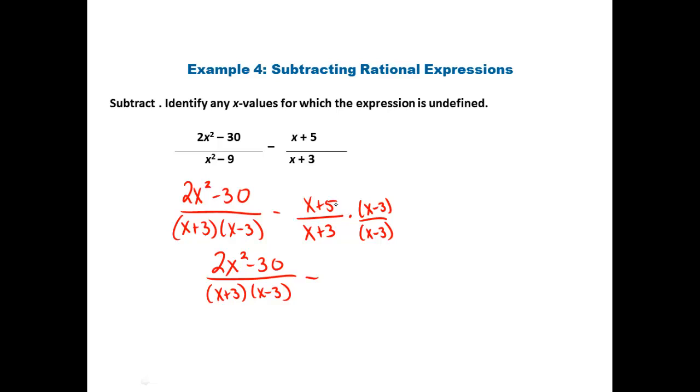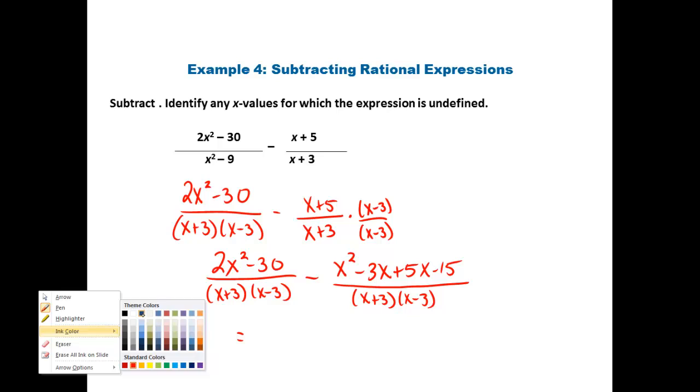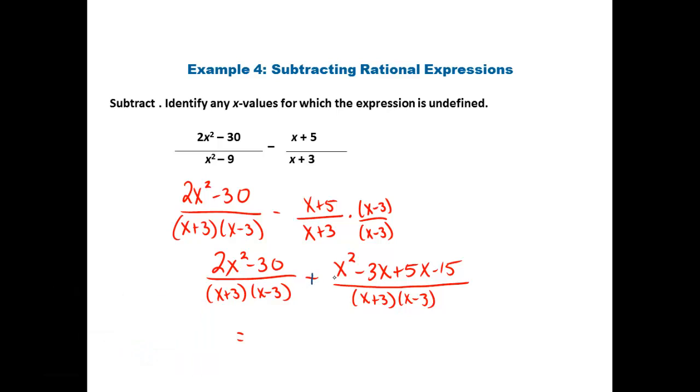And let's see, we have to distribute all of this, so x squared minus 3x plus 5x minus 15 over x plus 3, x minus 3. Alright, now let's add our like terms. Actually, you know what might be better? To distribute the minus sign. Alright, so minus, plus, minus, plus. Okay, the negative sign goes in and changes all the signs.